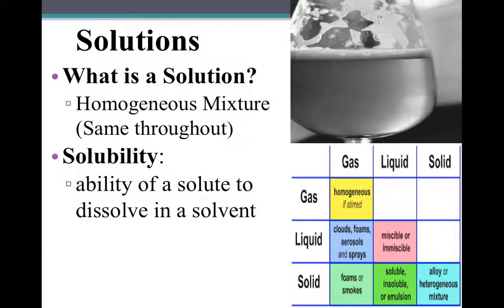Solubility, though, means that this substance has the ability to have something dissolve in it, the ability of a solute to dissolve in a solvent. We're going to define those two terms in the next slide. An example of solubility is water. You can take sugar or salt, two common items in your pantry, and pour that into water and stir it and cause it to dissolve in there.